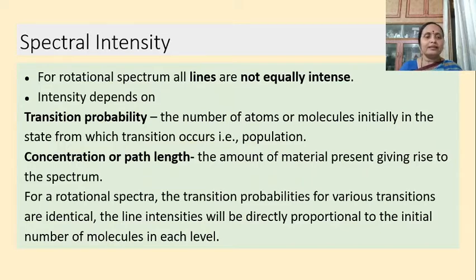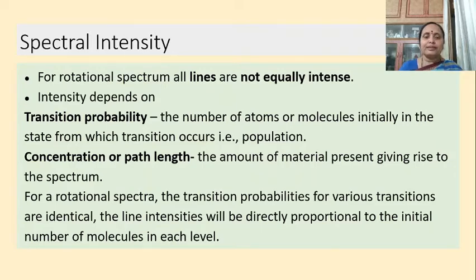When I say transition probability, that is the number of atoms or molecules initially in the state from which transition occurs, that is the population. And concentration or path length is the amount of material present giving rise to the spectrum.